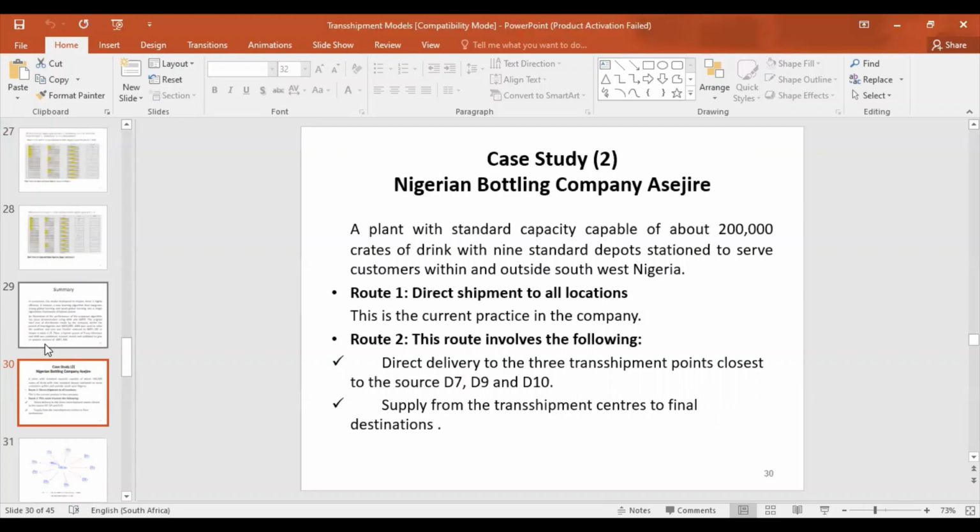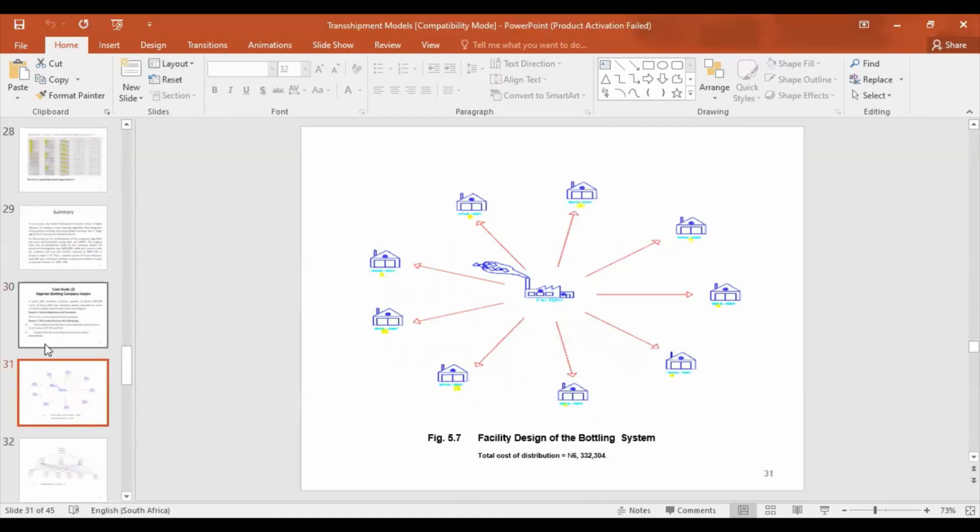In order to optimize costs, it became necessary to go closer to the system and look at how they make allocation. I'll quickly show you the architecture of the system now. This is the source, the bottling plant, with multiple destinations. It's possible to supply product from the source to any of the destinations. To optimize costs, it becomes necessary to develop what's called the transshipment model.